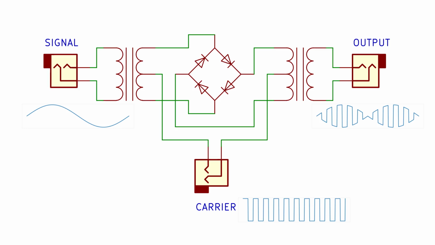And what you get is kind of weird. It's kind of got the shape of the signal input, but that shape has been chopped up by the carrier input, and every place the carrier is low, the signal gets inverted in the output. So what does this sound like? Well, it sounds kind of complicated and interesting.